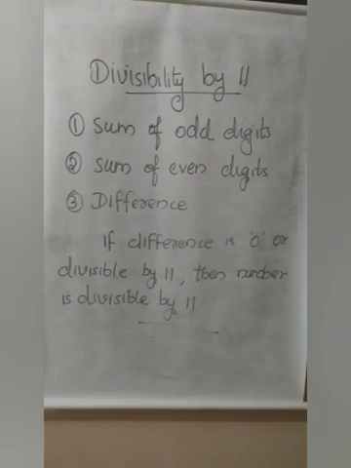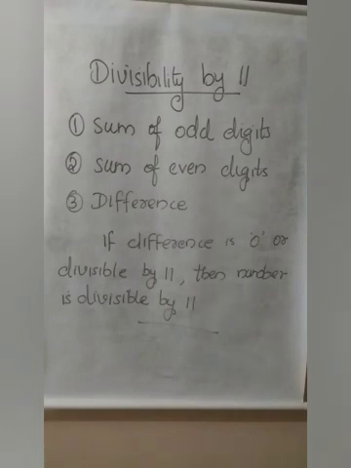Next is the divisibility rule of 11. The rule is that to find whether a number is divisible by 11, first we find the difference between the sum of the digits at odd places and the sum of the digits at even places of the number. If the difference is either 0 or divisible by 11, then the number is divisible by 11.